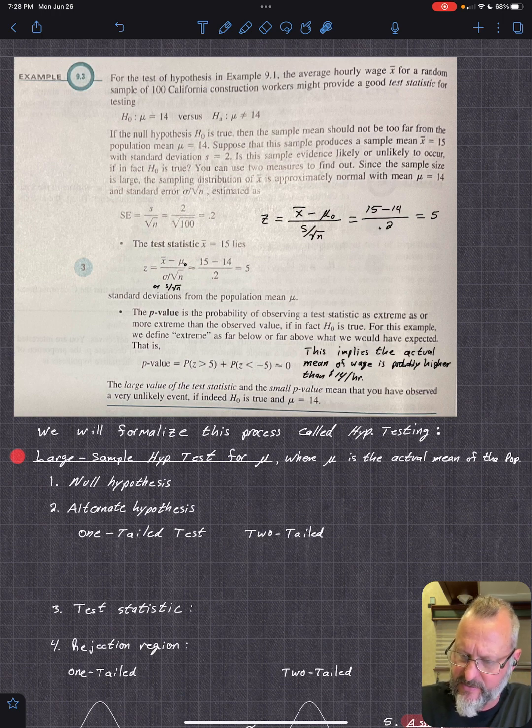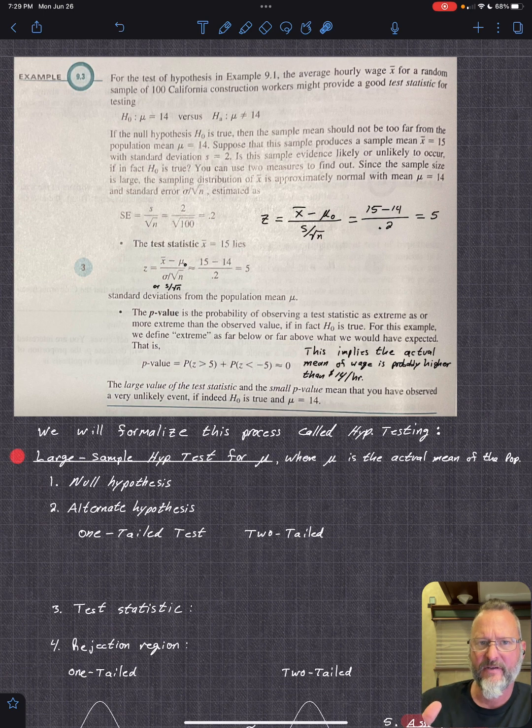Okay, and this is the test statistic that you will be doing next. You do x bar minus the accepted value, which would be 14, over s over the square root of n. So it's 15 minus 14, which is 1, divided by 2 over 10. The square root of 100 is 10, so 2 over 10 is 0.2. So you have 1 divided by 0.2, which ends up being 5.